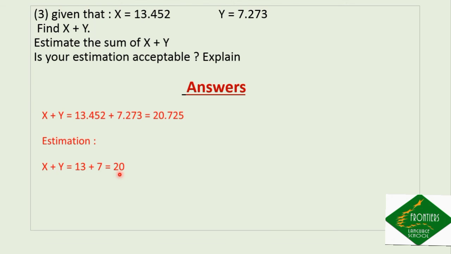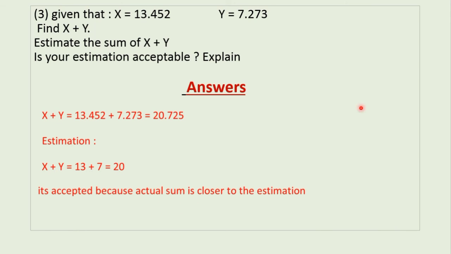Okay, is your estimation acceptable? Yes, it's acceptable because the actual sum is close to the estimation. Thank you.